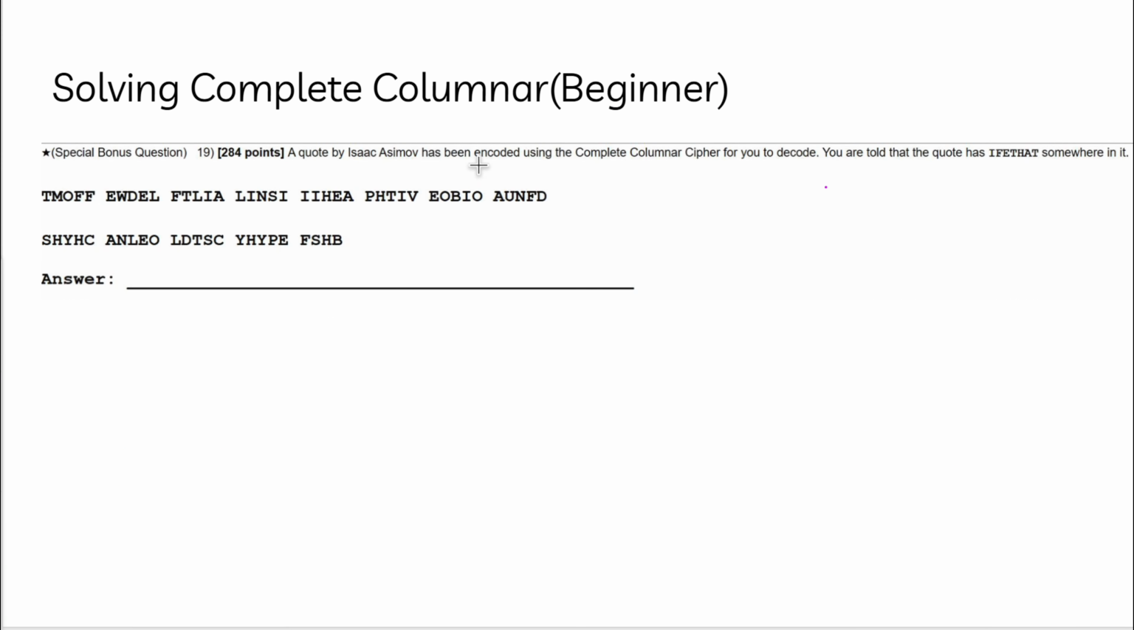Okay, so this is a beginner example because it has a keyword. We're told that IFE is somewhere in the cipher. So the first step, we would count the total number of ciphertext letters. So 5, 10, 15, 20, 25, 30, 35, 40, 45, 50, 55, 60, and 64. We would write that on the side to use later.